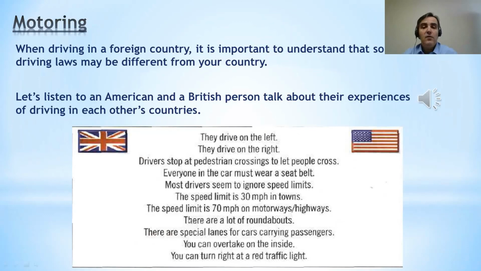There are a lot of roundabouts, that was the UK. There are special lanes for cars carrying passengers. I think this is sometimes called the carpool lane, and that is in the USA. You can overtake on the inside. That was also the USA. You're not allowed to do that in the UK. You can turn right at a red traffic light. That was also the UK.